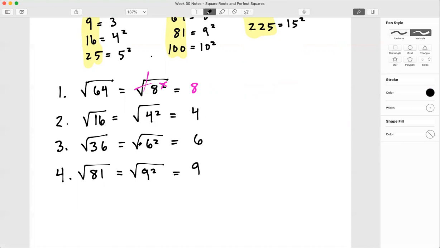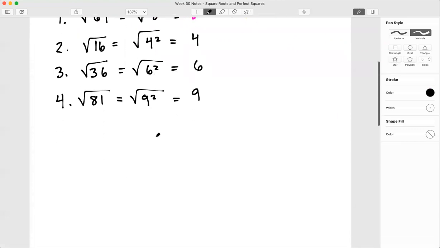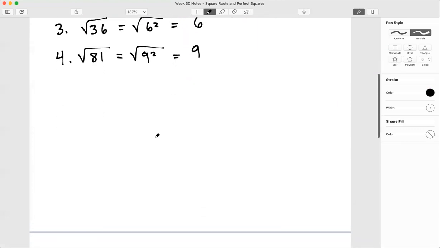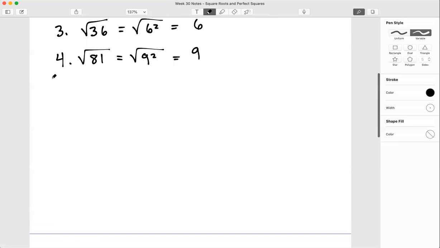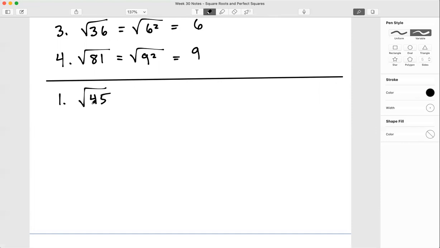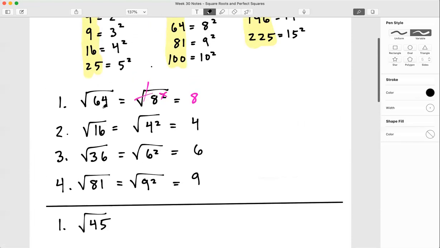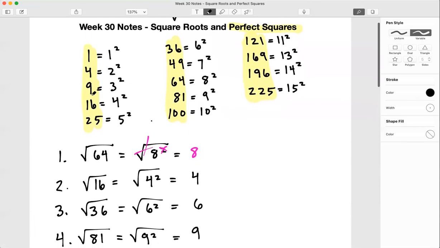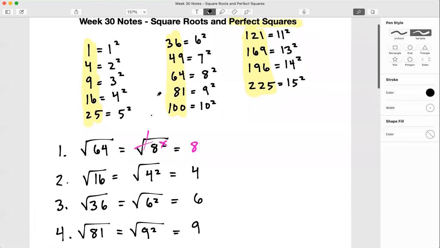Okay, now in this next part of the video, we're going to be doing a little bit of fancy footwork. Okay, so let me put a line right here. This is part 2. And in this one, we're going to be taking square roots of numbers that are not perfect squares. Like if I asked you, find the square root of 45, how would you do that? Well, you're probably thinking, if I'm looking back up at my chart here, I don't see 45 on here. It's not a perfect square. And you're correct, it's not.